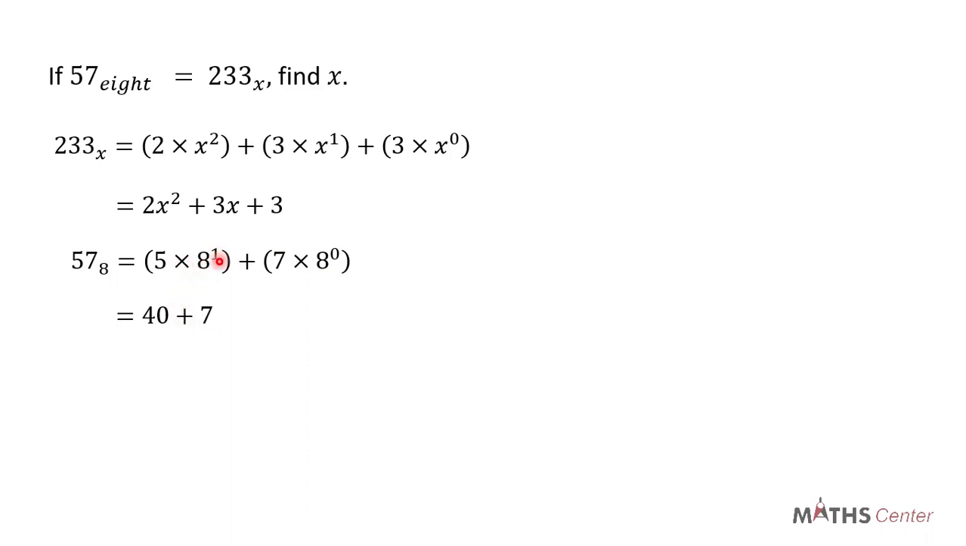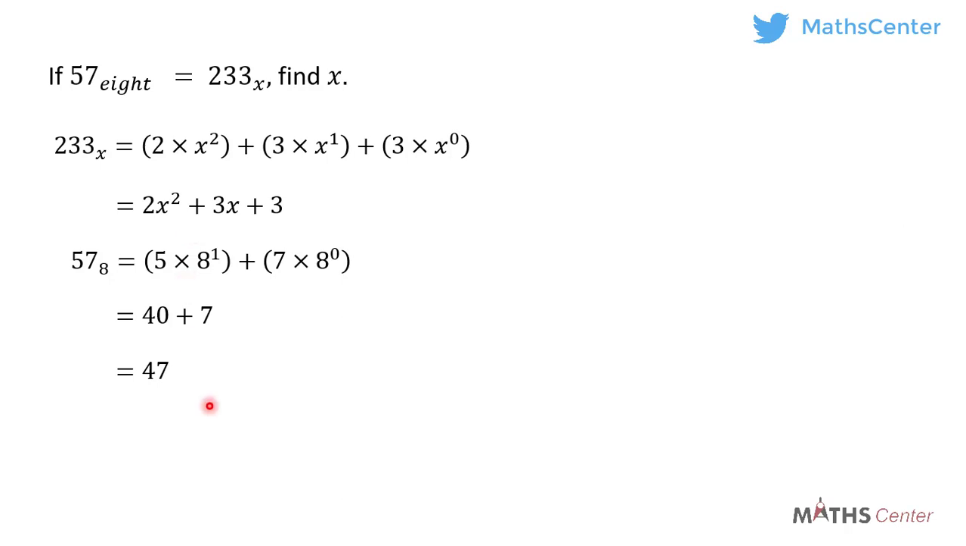8 exponent 1 is 8. 5 times 8 is 40. 8 exponent 0 is 1. 7 times 1 is 7. So we will have 40 plus 7. And so when we convert 57 base 8 to base 10, we will have 47. We now have both 233 base x and 57 base 8 in base 10.